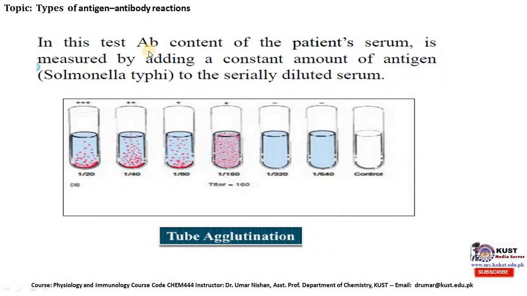In this test, antibody content of the patient's serum is measured by adding a constant amount of antigen, Salmonella typhi, to the serially diluted serum: 1/20th, 1/40th, 1/80th, 1/160th, 1/320th, 1/640th, and this is the control. This is the titer. This is 160. This is an example of tube agglutination.